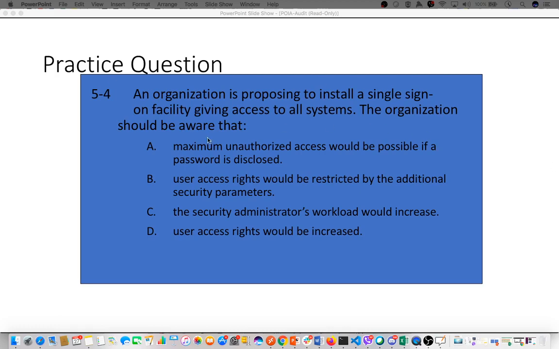All right, so it says an organization is proposing to install a single sign-on system, a facility given for all systems. The organization should be aware of the maximum unauthorized access that would be possible if a password is disclosed. Of course, that's somewhat of a big problem. User access rights would be restricted by an additional security parameter. Okay, so A is the answer.